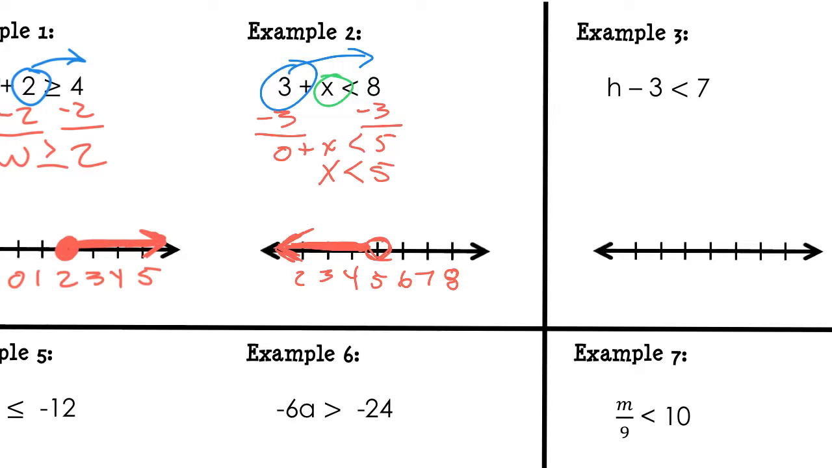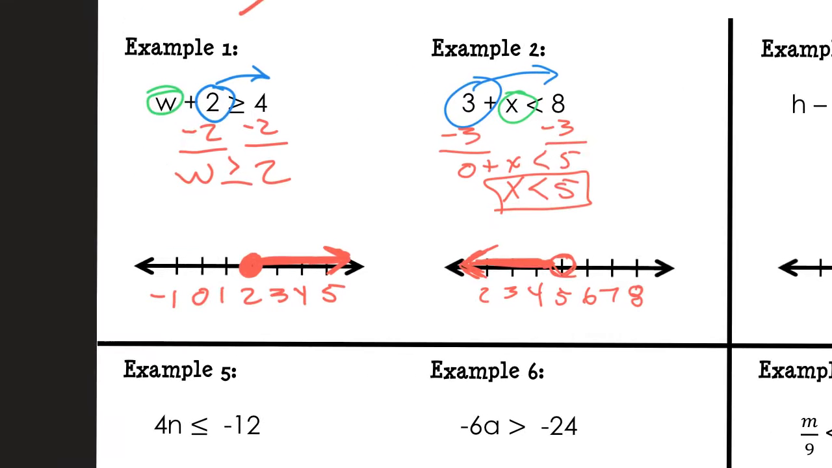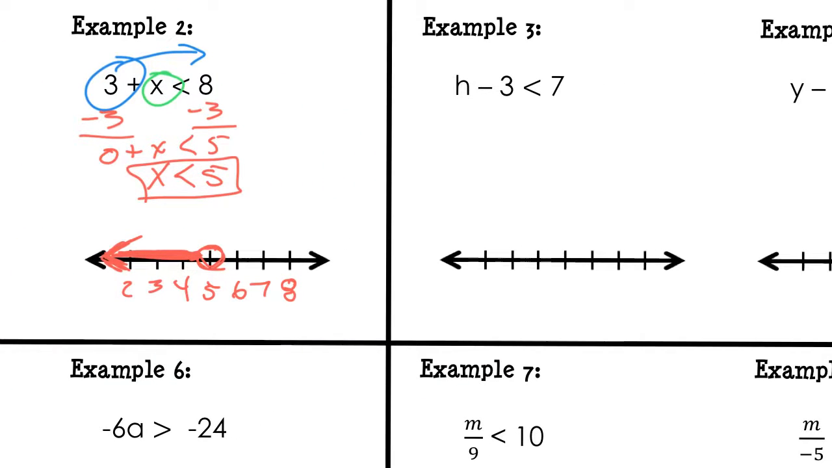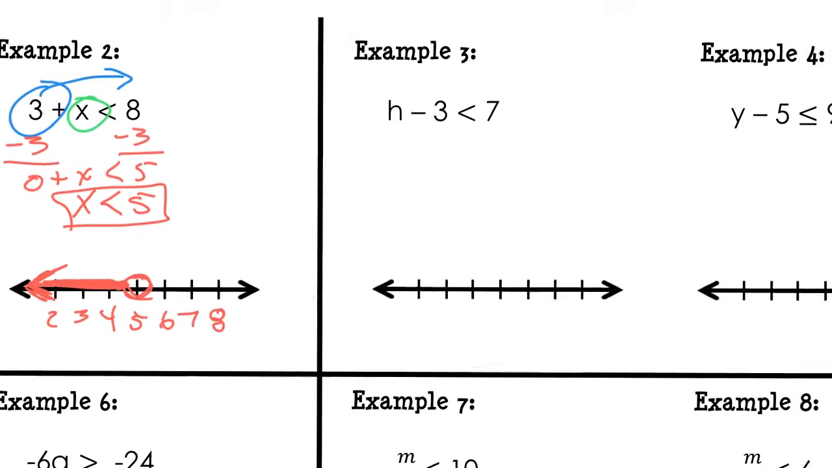So now we've looked at two different ways to look at this. I've got my final answer. Actually, I'll just put a box around it. Put a box around this one too. And I've plotted it on the number line. All right, let's move on to example 3.